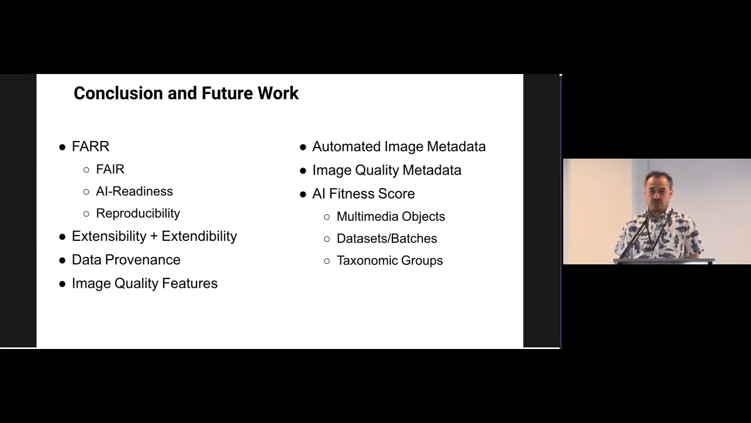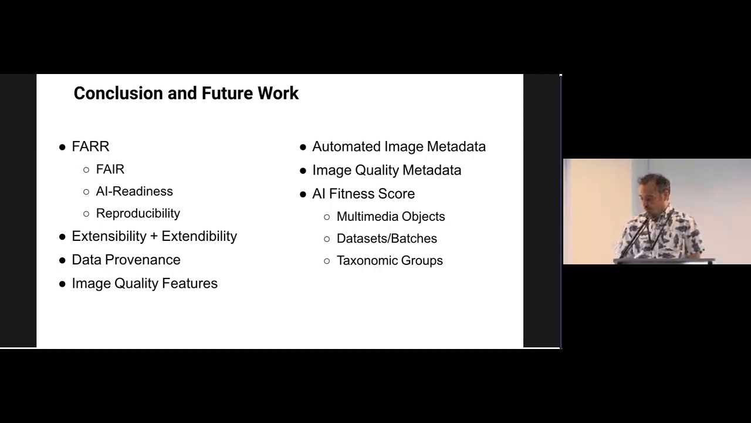And then we are going to extend our image quality metadata features, because some of them don't work at all, or machine learning people are not interested in them. They came up with some other ideas, and we are working on those right now. The AI fitness score is also very important, because if you are working with data sets to use in machine learning or neural network pipelines, then you want either very good quality images so that you can get very good results, or you want to work with some problematic images or problematic data sets, because you want to solve the problem.